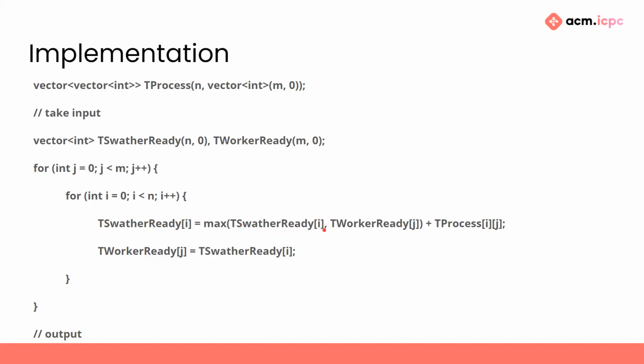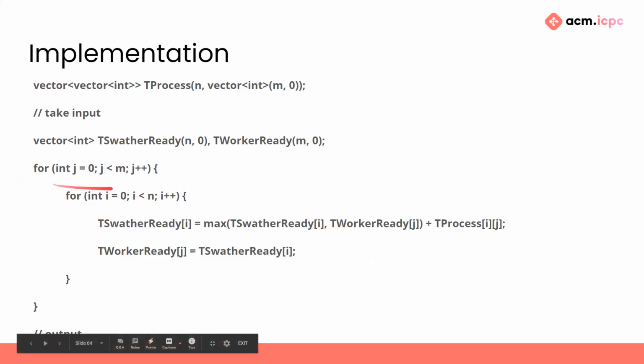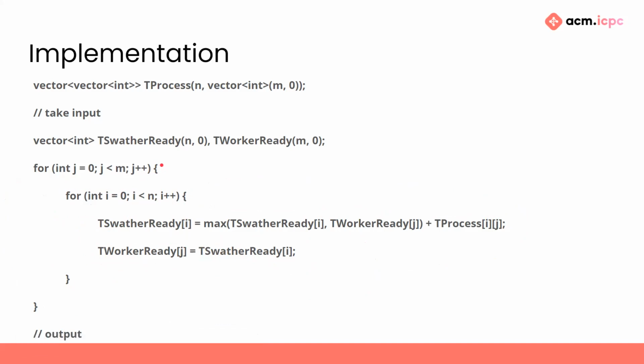So that's t swatter ready i, and then the worker ready time is t worker ready j. j is the stage number. And then we add that to the processing time. We get the new swatter ready time. And then we set the worker ready time to be the same as the swatter ready time. This is basically what we do for each swatter. And then we repeat that in this inner loop for each swatter. And the outer loop basically just iterates over the stages.